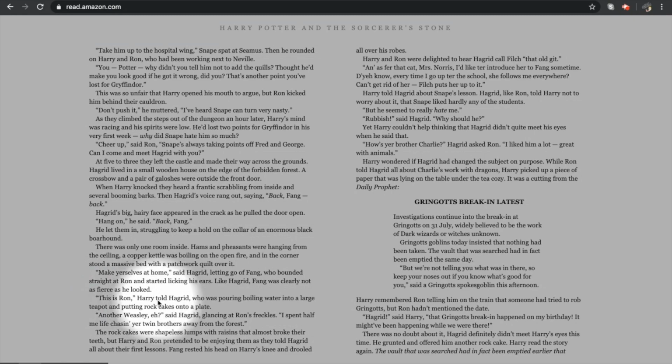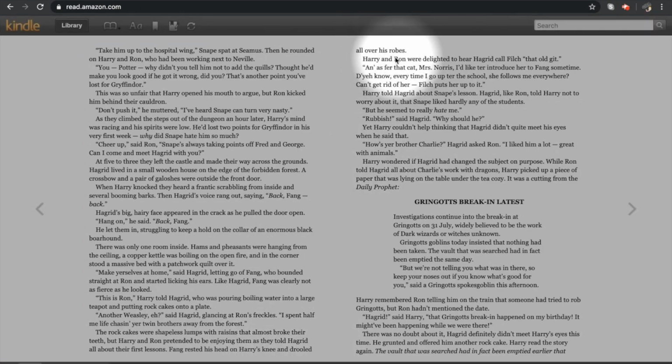This is Ron, Harry told Hagrid, who was pouring boiling water into a large teapot and putting rock cakes onto a plate. Another Weasley, eh? said Hagrid, glancing at Ron's freckles. I spent half me life chasing your twin brothers away from the forest. The rock cakes were shapeless lumps with raisins that almost broke their teeth. But Harry and Ron pretended to be enjoying them as they told Hagrid all about their first lesson. Fang rested his head on Harry's knee and drooled all over his robe.